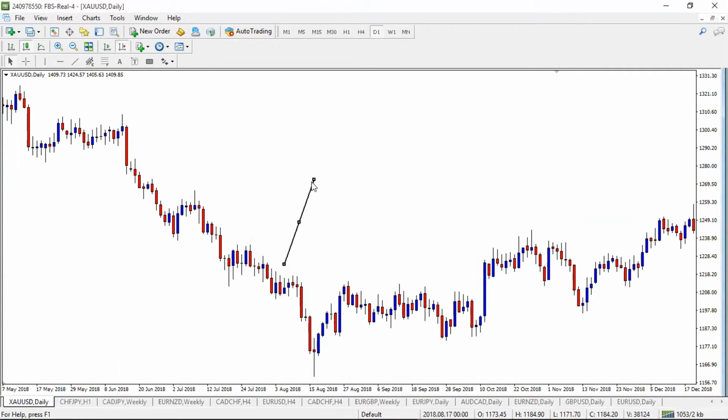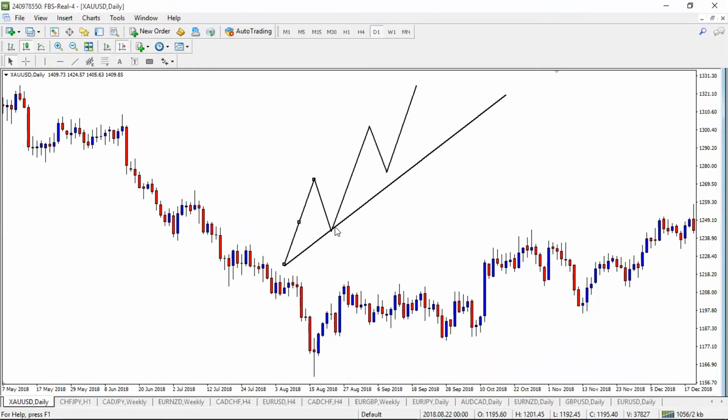Impulse move going up. Corrective move. Then another impulse going up. A corrective move. Another one going up. So these are impulses. As you can see, it's going up.